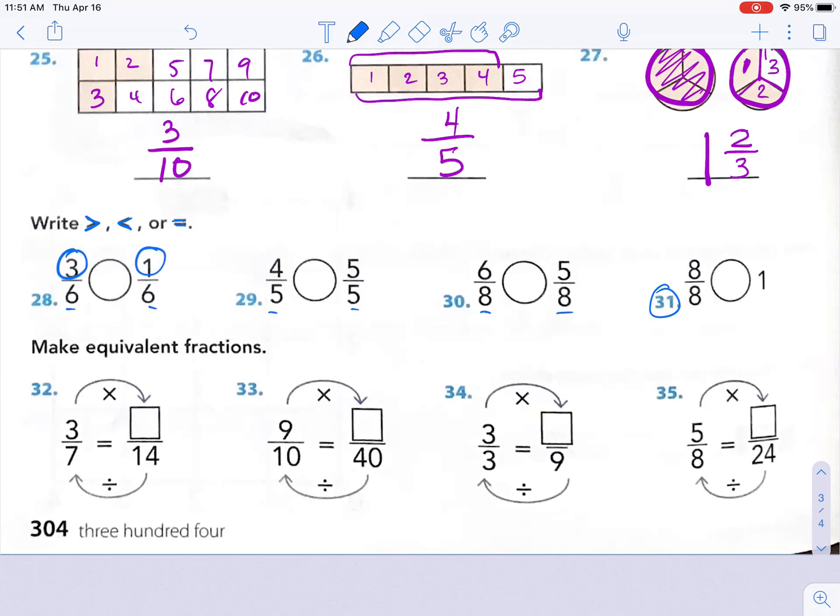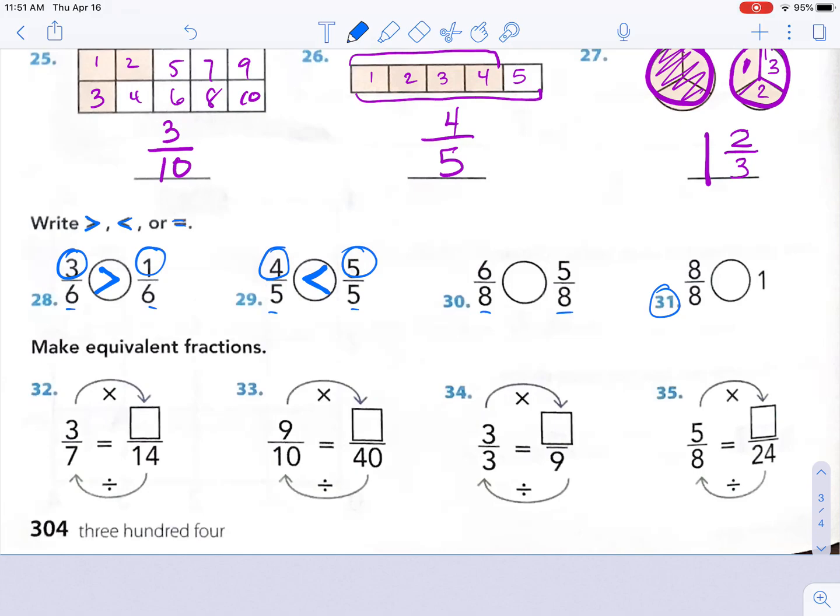The numerator. So if you have a pizza cut into 6 slices, what's more, 3 slices or 1 slice? 3, of course. If you have a pizza cut into 5 slices, what's more, 4 slices out of that or 5? Yeah, and we know that 5 out of 5 is a whole. So that would be the whole thing. That's definitely bigger. Okay, let's look at the next one.